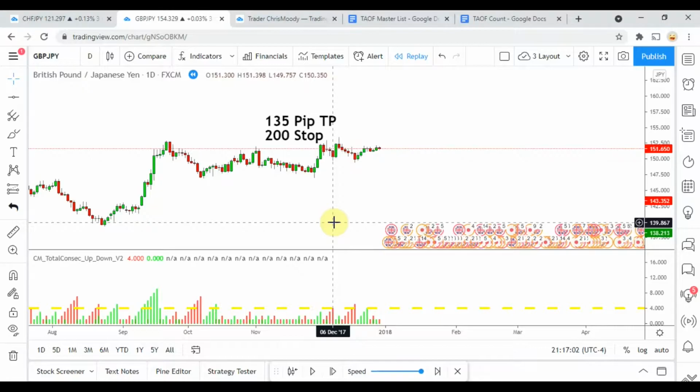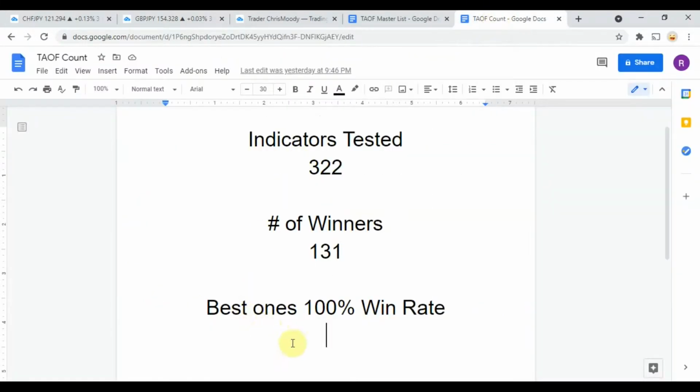Alright, as I said, today we will be testing the total consecutive up and down indicator. Before we do though, I wanted to put the indicator scoreboard up for everyone to see. So to date, we have tested 322 indicators, and out of those 322 indicators, 131 of them have been winners, which means that they have met or exceeded the 60% win-loss ratio threshold that we have set for them. The best ones so far were able to achieve a 100% win rate.